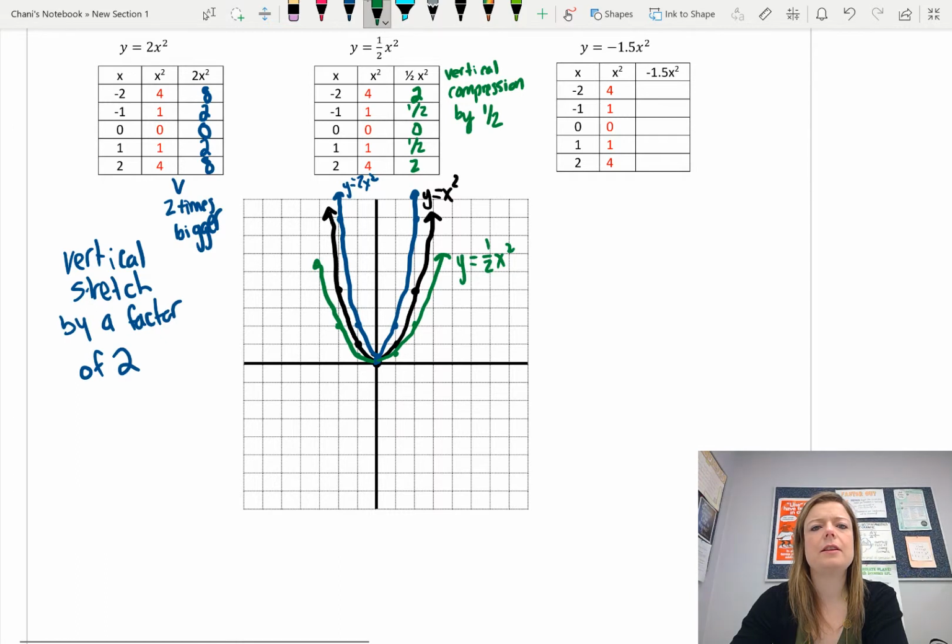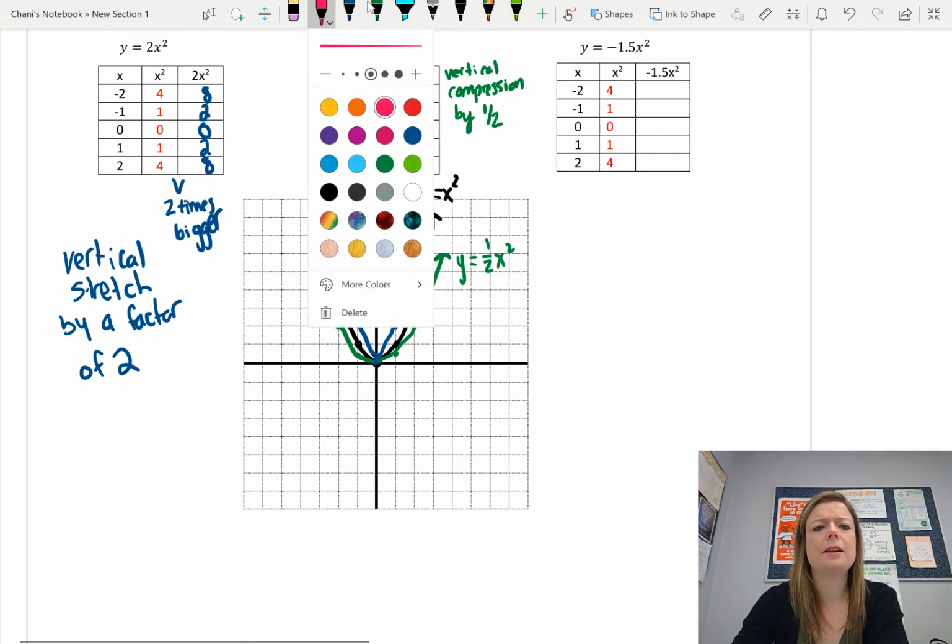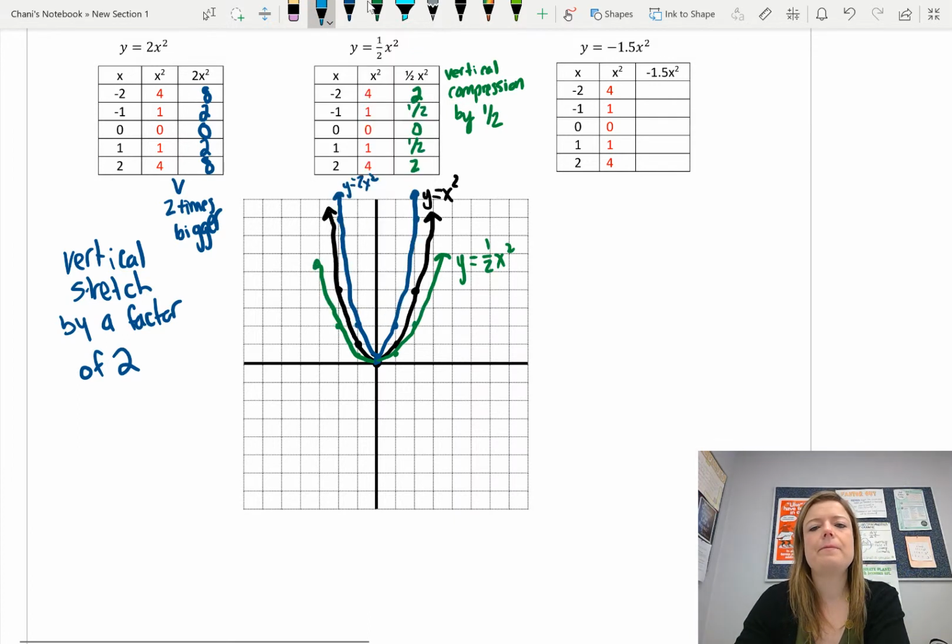Okay, now let's take a look at what would happen. What color do I want to do? We'll do light blue, I suppose. If we do it by negative 1.5, we take our negative 2 and we square it, so we get 4, and then we multiply it by negative 1.5, we would get negative 6. Here we get negative 1.5, 0, negative 1.5, and negative 6. So two things have happened here. First of all, we have stretched by a factor of 1.5, and then we have reflected.